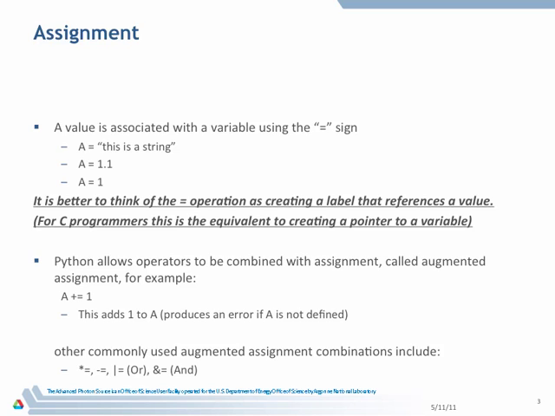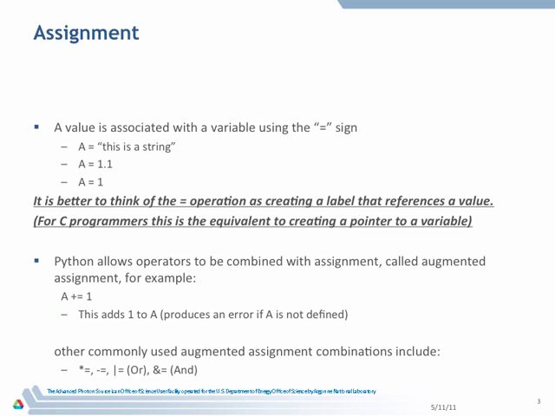So it's better to think of the equals operation as creating a label to access some object. And we'll see why that distinction matters. If you're used to thinking about languages that have pointers in them, what we're doing is creating a pointer to an object.